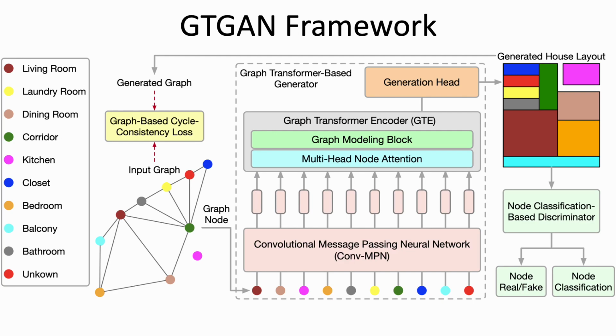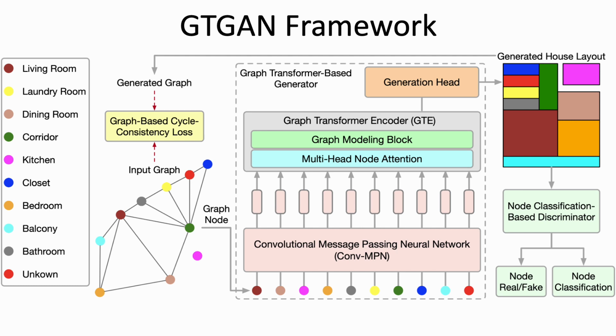So this is the overview of the proposed GTGAN for house layout generation. It consists of a novel graph transformer-based generator G and a novel node classification-based discriminator D. The generator takes graph nodes as input and aims to capture local and global relations across connected and non-connected nodes using the proposed graph modeling block and multi-head node attention, respectively.